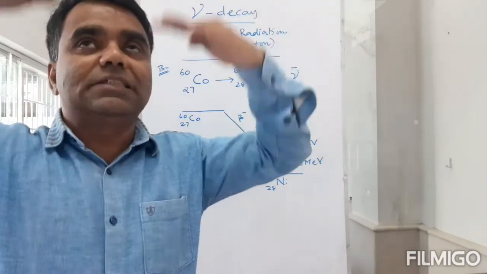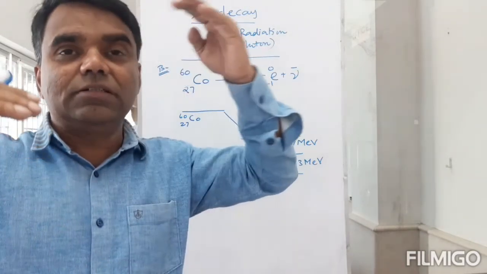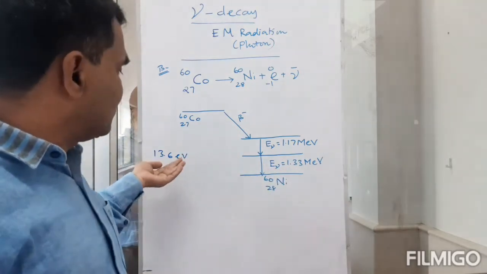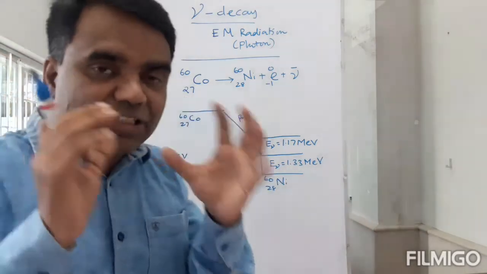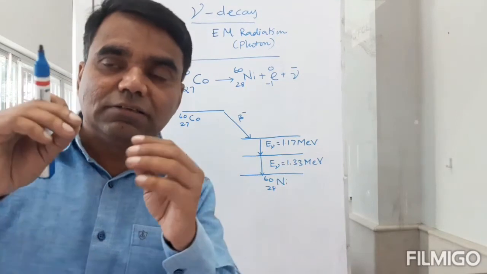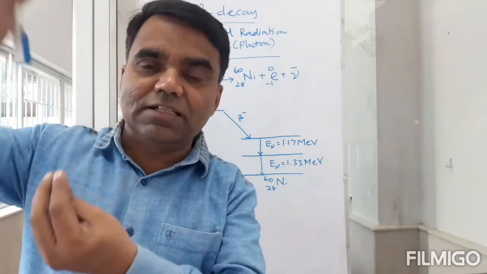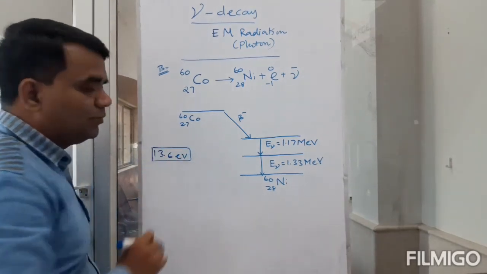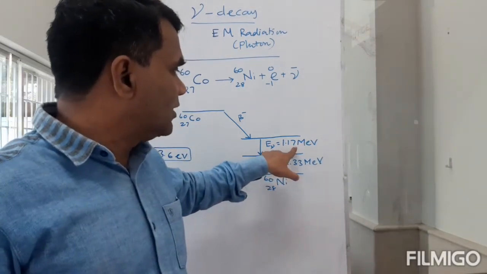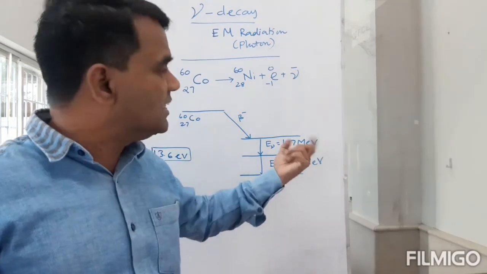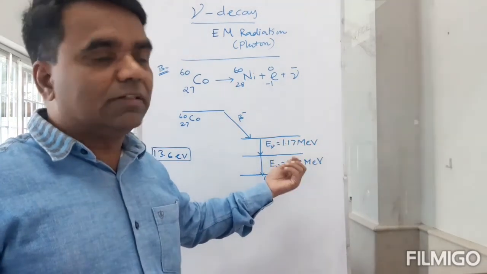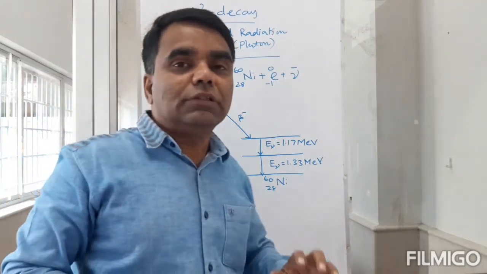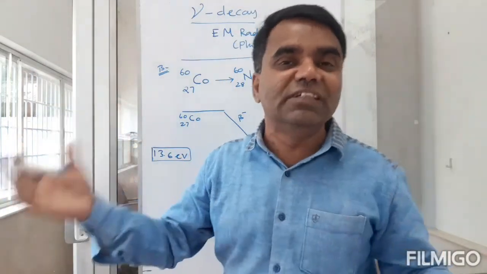So when the electron jumped from the second state to the first state, or from an excited state to the ground state, the energy involved as far as the hydrogen atom was concerned was only a few electron volts. But here, 1.17 mega electron volt is a million times more. It's so high. So the frequency will also be very high.